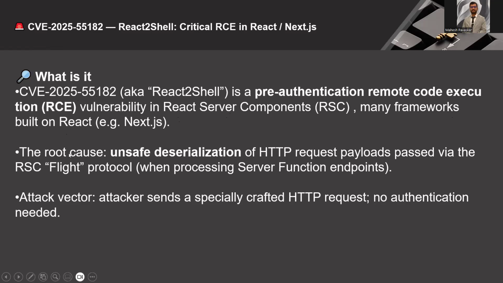What is the root cause? The root cause is unsafe deserialization of HTTP request payloads passed via the RSC Flight protocol when processing server function endpoints. Attack vector: the attacker sends a specially crafted HTTP request, and for that request no authentication is needed. I will show you using Burp Suite how this HTTP request can be formed, and how we can perform remote code execution.